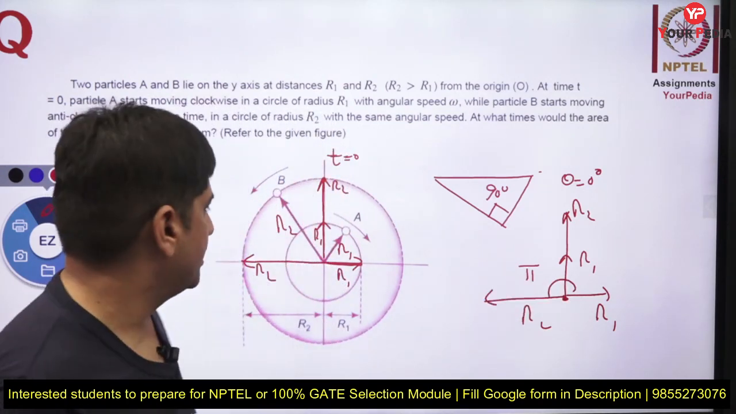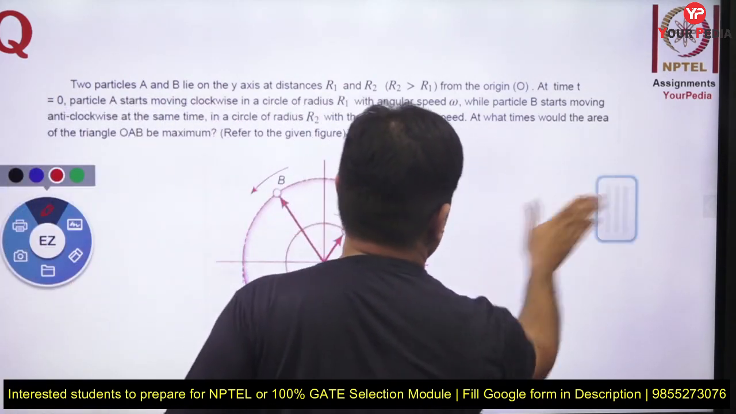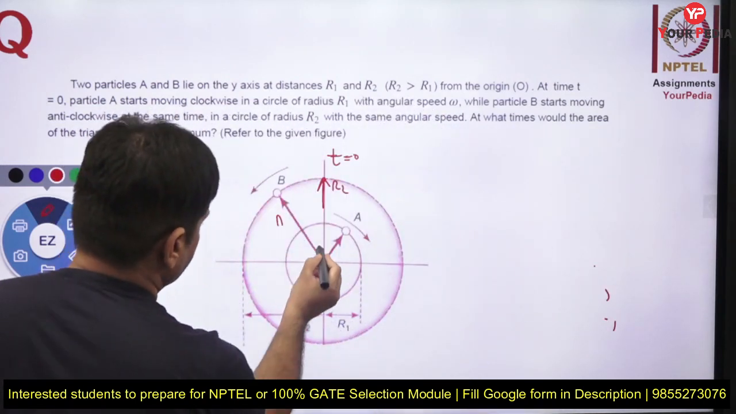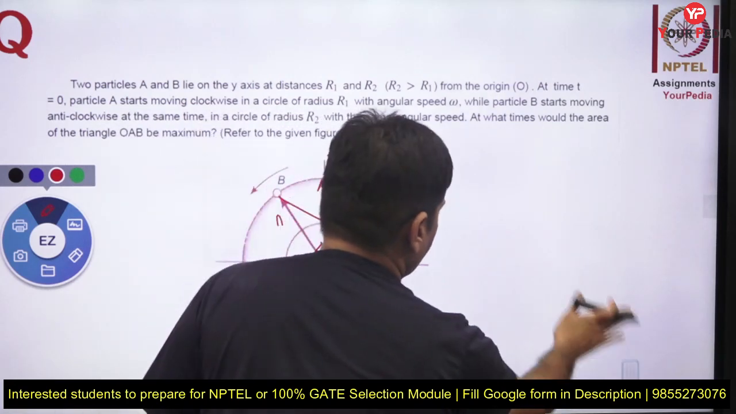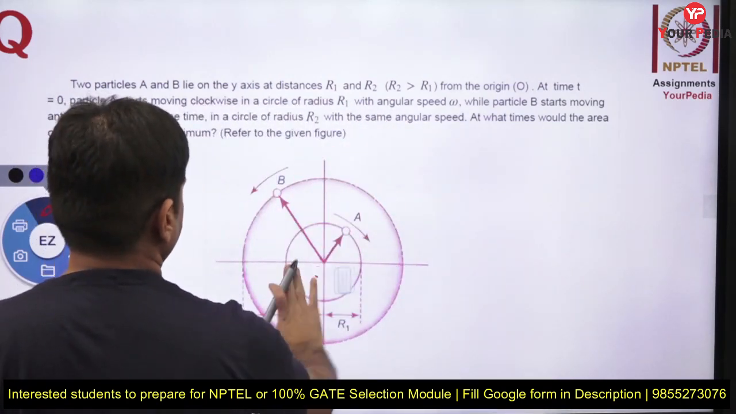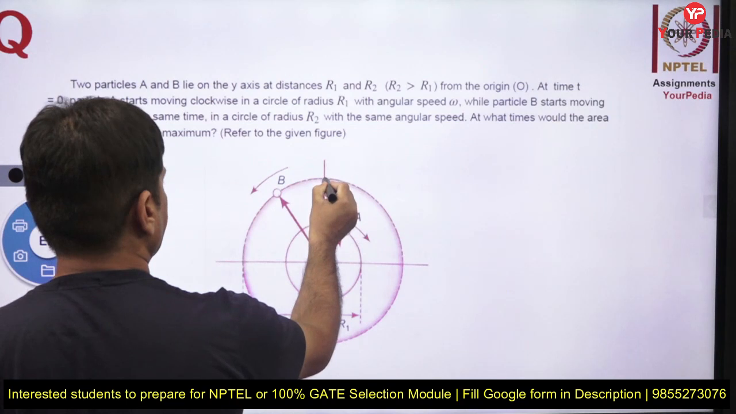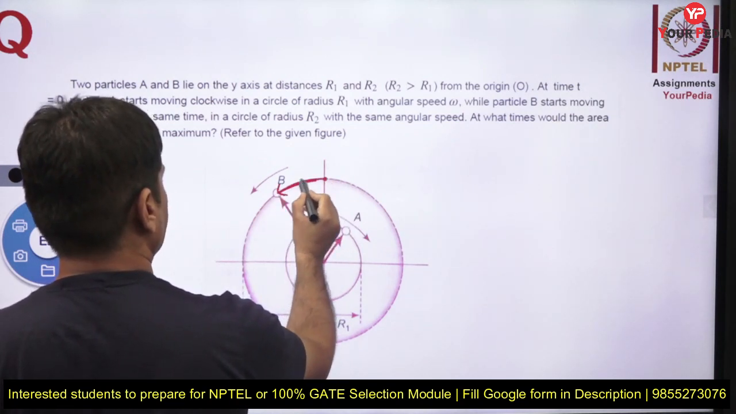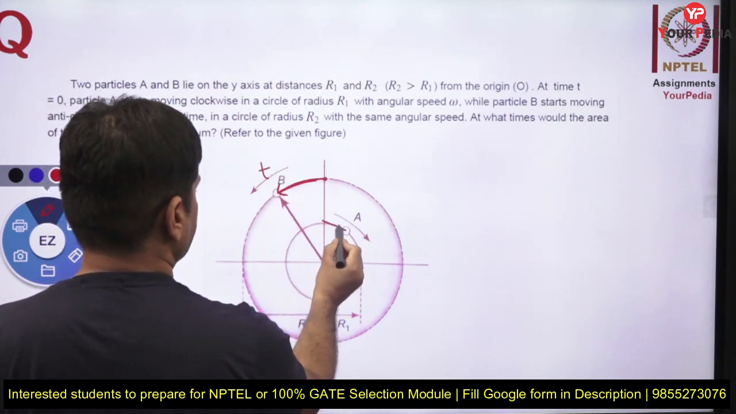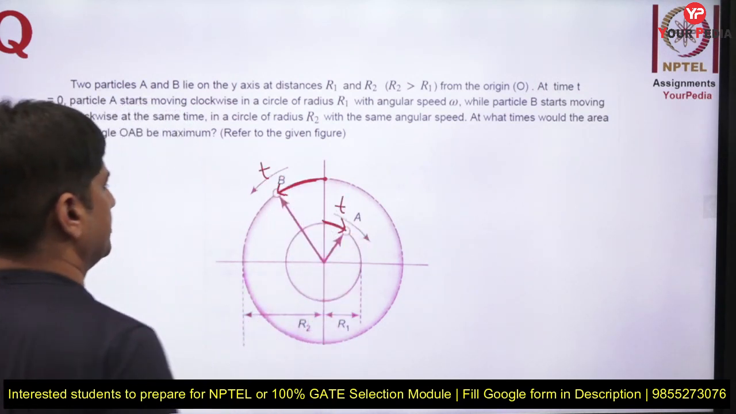That means somewhere in between, when the angle between these two is 90 degrees, the area of the triangle is going to be maximum. So the area of triangle OAB, where this is O, A and B, is going to be maximum. Now, in the beginning the particles are like this. How much time it has taken to reach here is t, and how much time it has taken to reach here is also t.